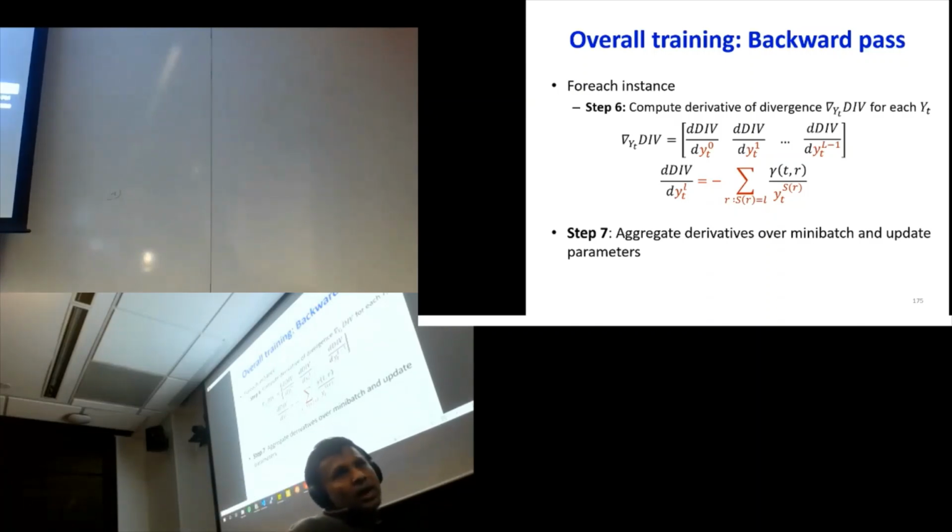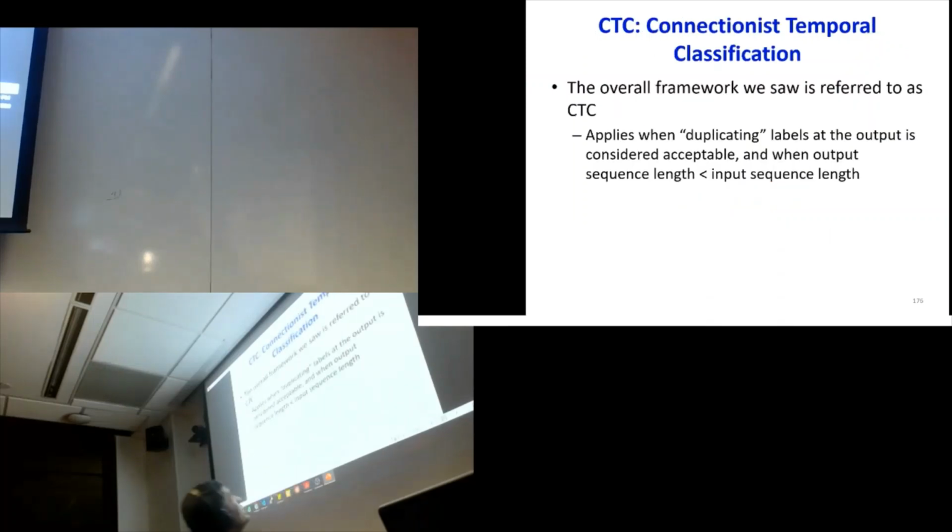Fairly straightforward. I recommend you go through the pseudocode to get a good handle on exactly how this is computed, but the logic is not particularly complex. This overall framework that we saw is referred to as CTC, or Connectionist Temporal Classification. This applies when duplicating labels at the output is considered acceptable and when the output sequence length is less than the input sequence length. So again, you're speaking of order-synchronous but not time-synchronous outputs, where an integral component of the problem is to determine the alignment of the output sequence to the input sequence.